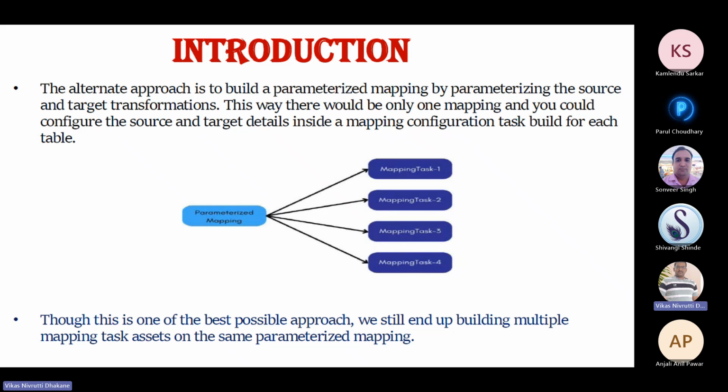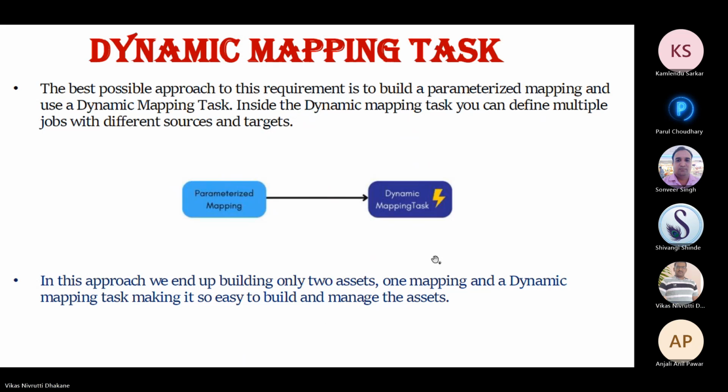So there comes the idea of dynamic mapping tasks. Here I have mentioned the best possible approach to this requirement is to build the parameterized mapping and use the dynamic mapping tasks. So what exactly is that dynamic mapping task? In the dynamic mapping task, you can define multiple jobs with different sources and targets. If you use the dynamic mapping task approach, we'll end up building only one mapping and only one mapping task.